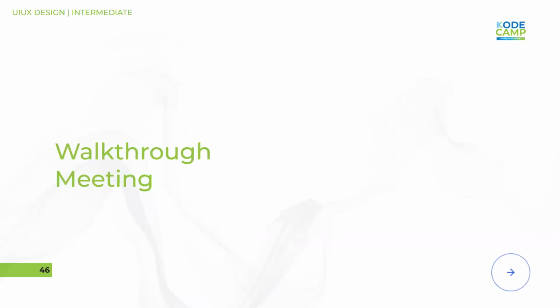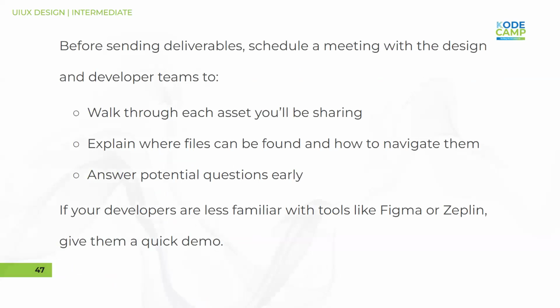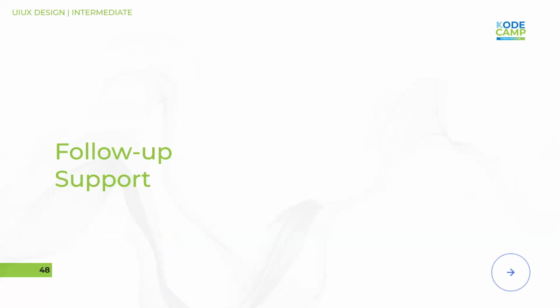So number 5 is the walkthrough meeting. Before sending deliverables, schedule a meeting with the design and developer team to walk through each asset you'll be sharing, explain where files can be found and how to navigate them, and answer potential questions early. If your developers are less familiar with tools like Figma or Zeplin, give them a quick demo. We are going to show you how to use it on Figma in this class.